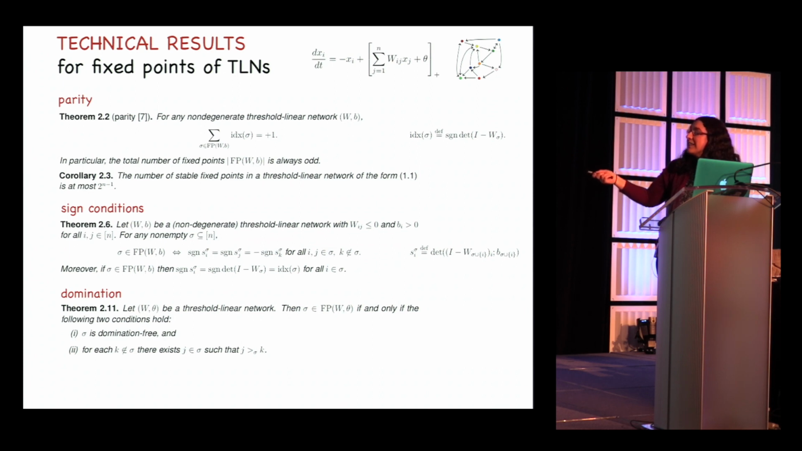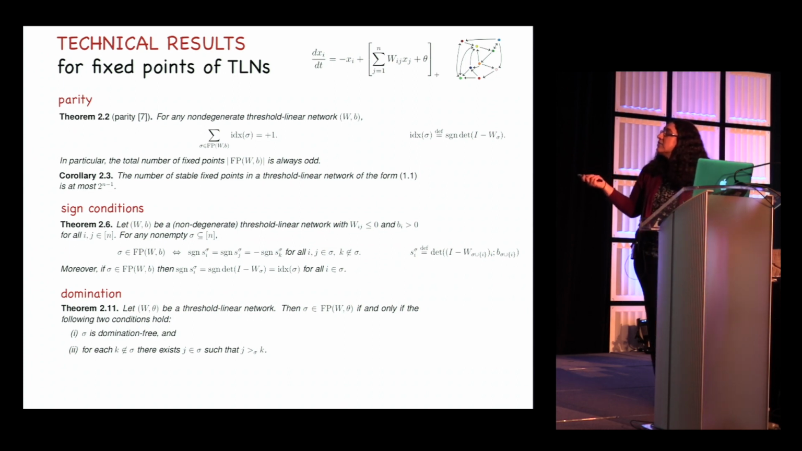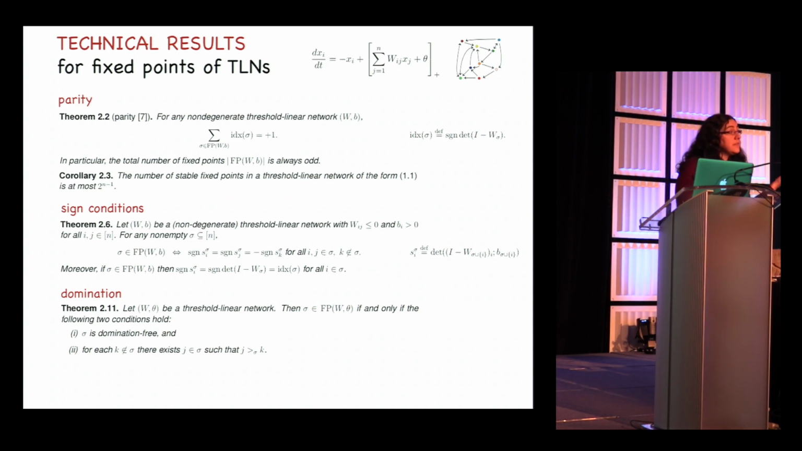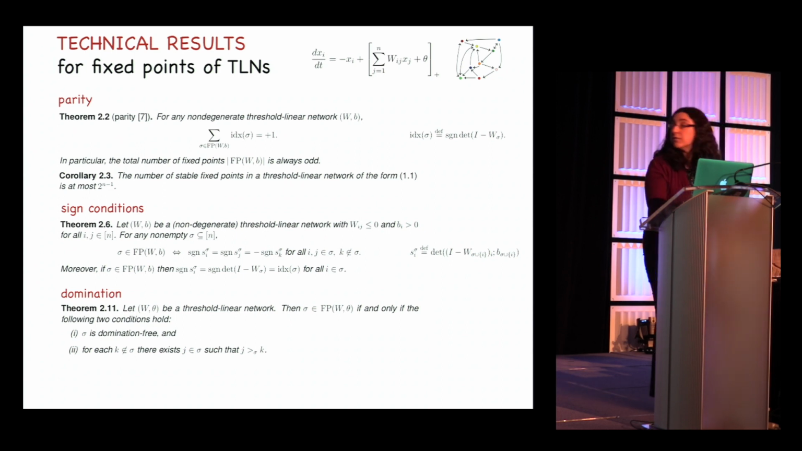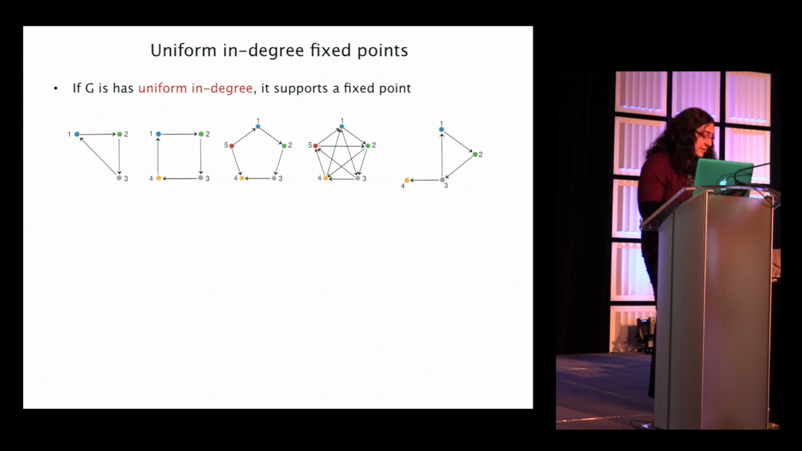But one of the things we get out of this in our case is that the indices have to sum to 1. In particular, that means the total number of fixed points has to be odd, which actually helps us because sometimes we can look at all the lower order fixed points and we don't know about the full graph, and then we can just determine based on parity whether the full graph supports a fixed point or not. And then there are also these sign conditions, this is actually new stuff for our networks, and also this concept of domination that I'll go into more detail on. But basically, the message here is we have some theoretical results that allow us to come up with these graph rules. Okay, so let me give you some examples of the kinds of rules.